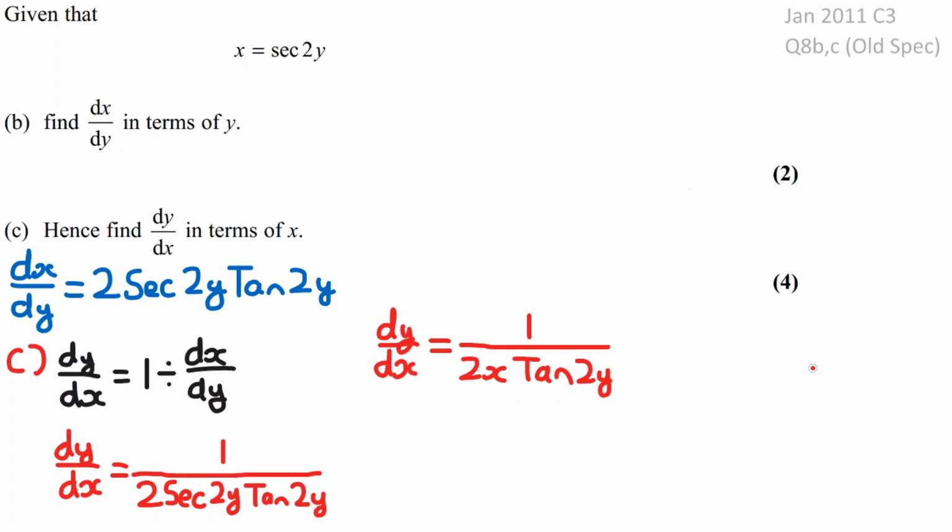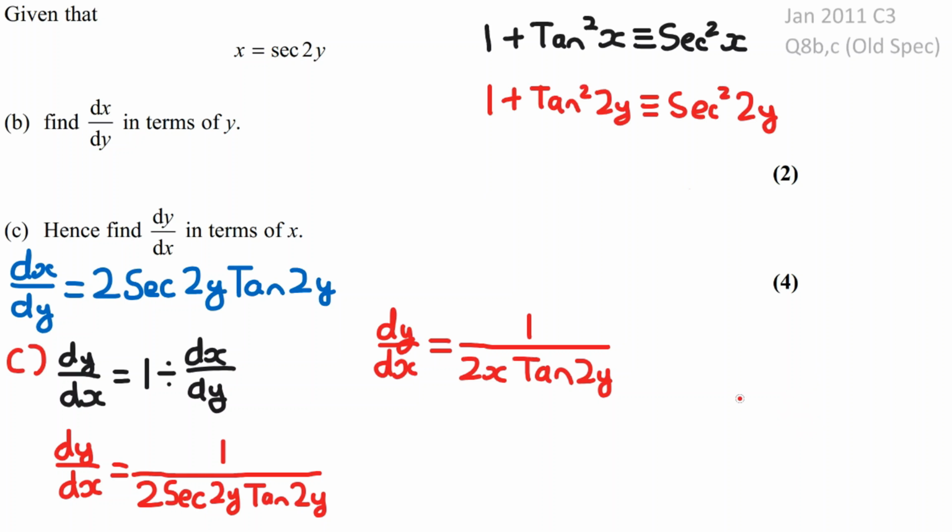And the way that we're going to do this is by using the identity that 1 plus tan squared of x is equivalent to sec squared of x. And in terms of the variables that we're using, it's going to be 1 plus tan squared of 2y is equivalent to sec squared of 2y. And as we know that sec of 2y is equal to x, sec squared of 2y is going to be equal to x squared. So 1 plus tan squared of 2y is equivalent to x squared.